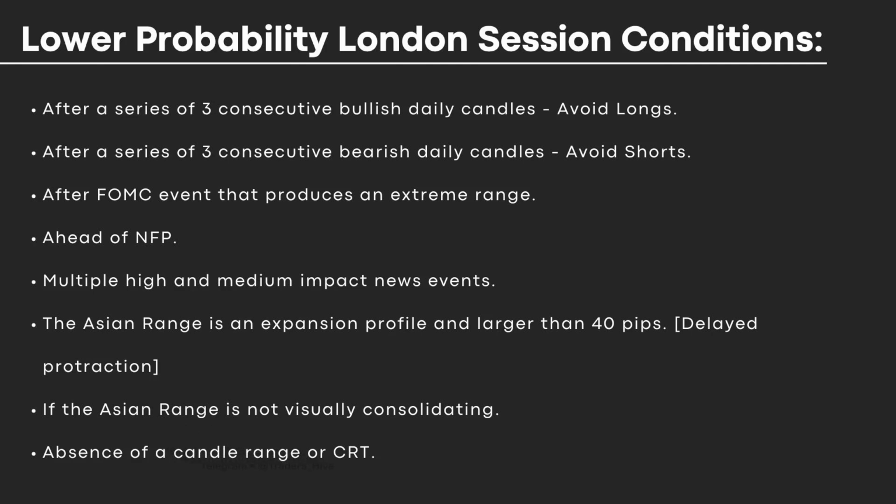Now let's talk about some key conditions you should avoid, in my recommendation, if you want to avoid low probability trades. The first one is after a series of three consecutive daily bullish candles, right? What that means is if the market has already printed three consecutive bullish daily candles, it's better to avoid taking long positions during the London kill zone after that has happened. Why? Because the probability of a reversal or consolidation increases after an extended swing in the form of price printing three consecutive bullish daily candles, which makes further upside less reliable, right?